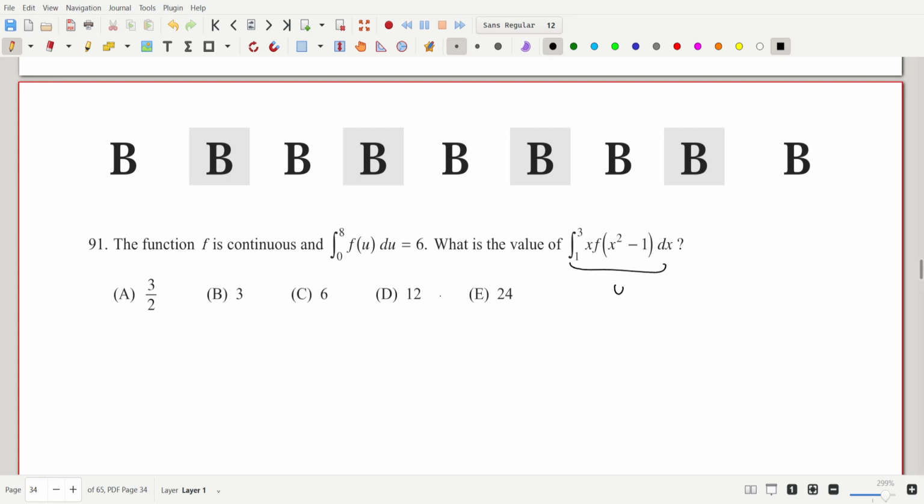Okay, this is annoying. This is a u sub. U is x squared minus 1. Du is 2x dx. So you get 1/2 integral, 1 squared minus 1 is 0, 3 squared minus 1 is 8, of f of u du. And right, the 1/2 comes from this 2 dividing off. Okay, let's see. Oh, but that's 6 though. Oh, 3, awesome.